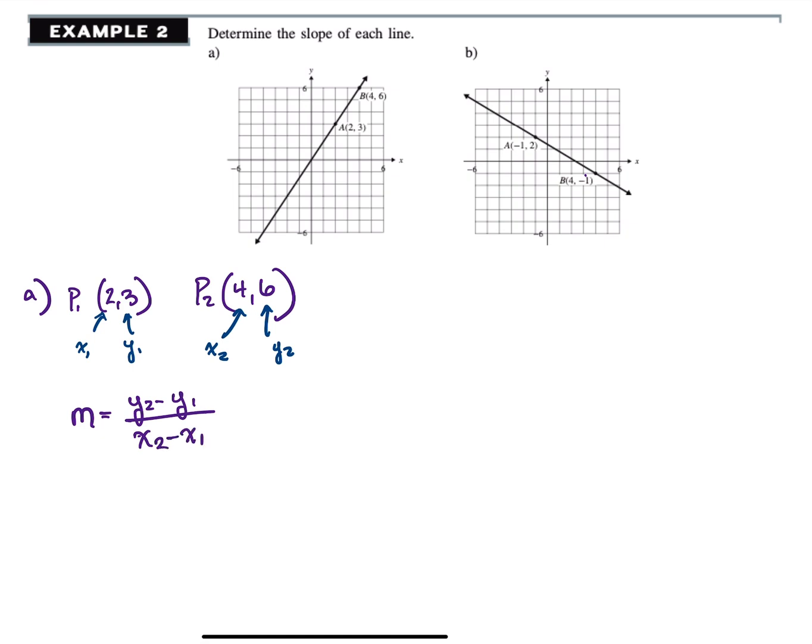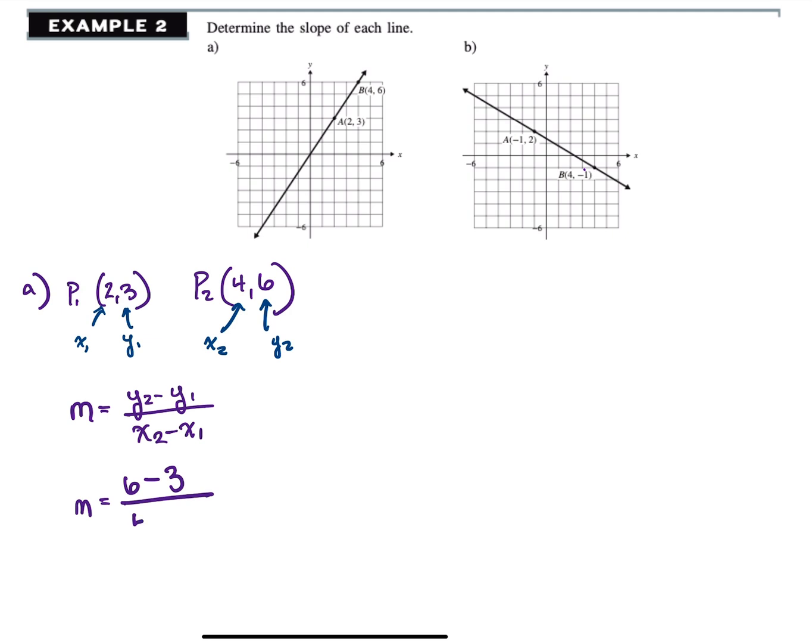And since everything is labeled, I just need to pick up the right piece and plug it into this formula. So our y2 was here, positive 6. So positive 6 minus y1, which is positive 3. So 6 minus 3 over x2 minus x1. So this will be 4 minus 2. 6 minus 3 over 4 minus 2. That will be 3 over 2. And that will be the slope of our line.